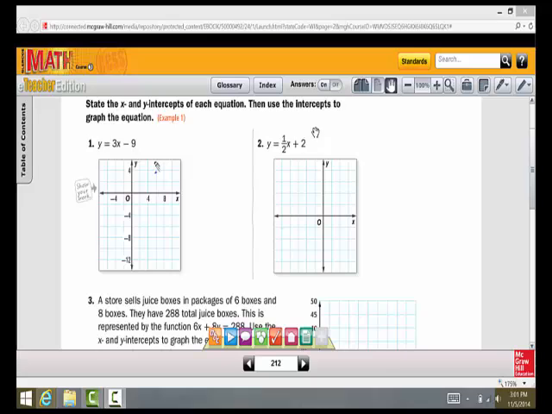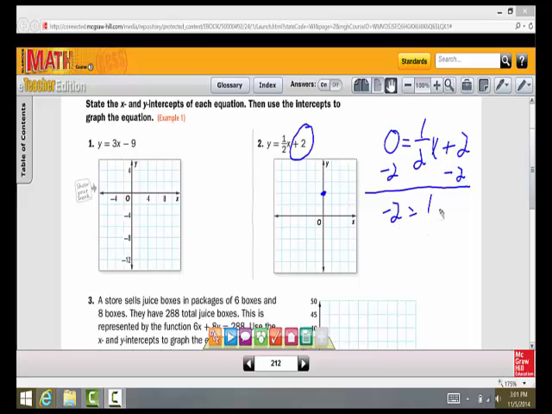Now let's take a look at problem number 2. Again, we can quickly identify the y-intercept as 2. So we're going to look here, and we're going to go y-intercept of 2. So we have 0 equals 1/2 x plus 2. This tells us we're going to subtract 2 from both sides of the equation. And we have -2 equals 1/2 x. We have a 0 pair here, so it's gone.